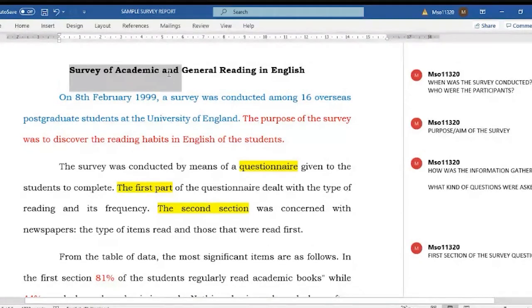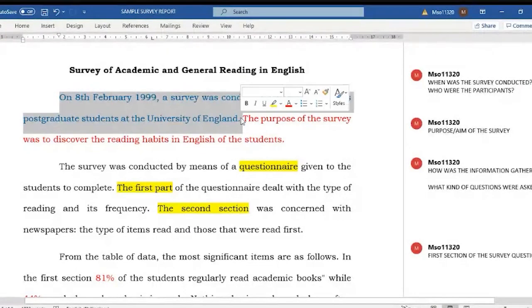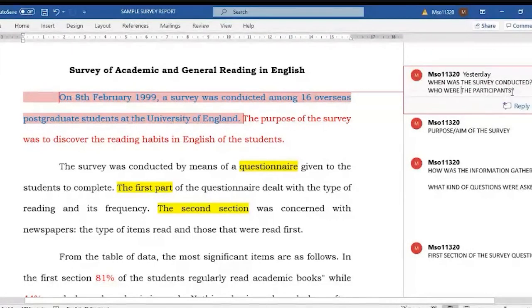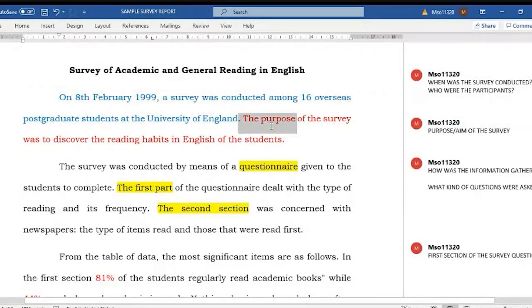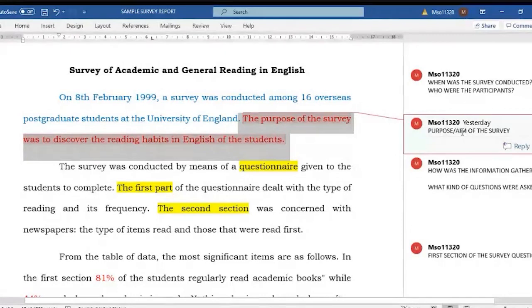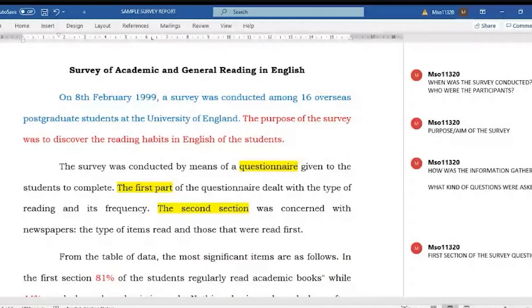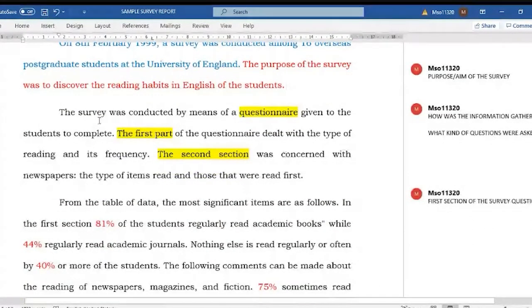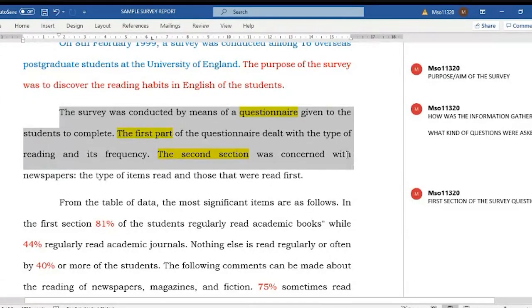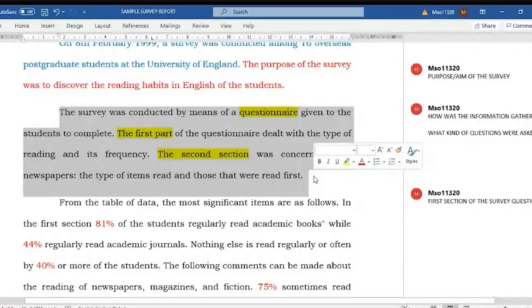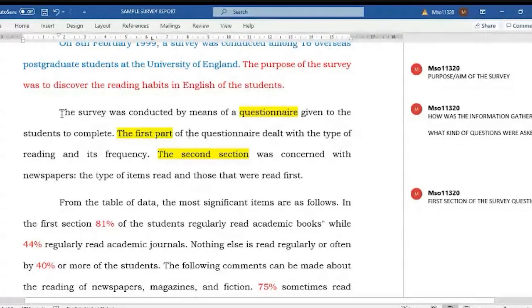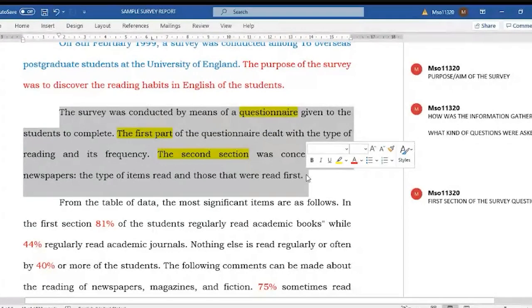So here, survey of academic and general reading in English. The blue colored sentence tells us when the survey was conducted and who the participants were. The second sentence, the red one, talks about the purpose, the aim of the survey. Moving on to the second paragraph, this is the methodology. It's just simply described in few words, but you can actually thoroughly discuss or give a bigger picture.